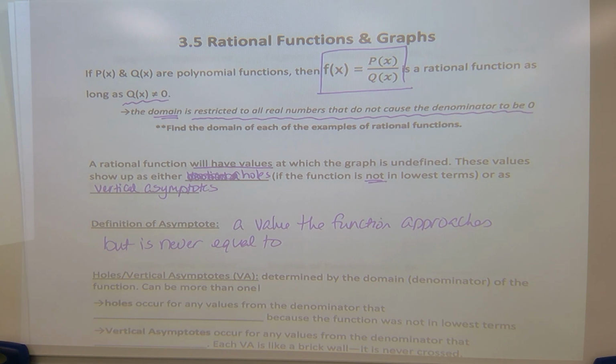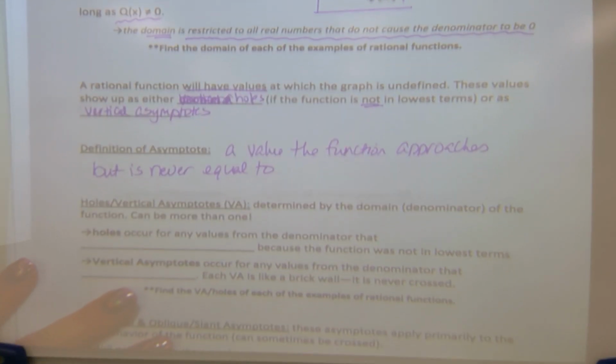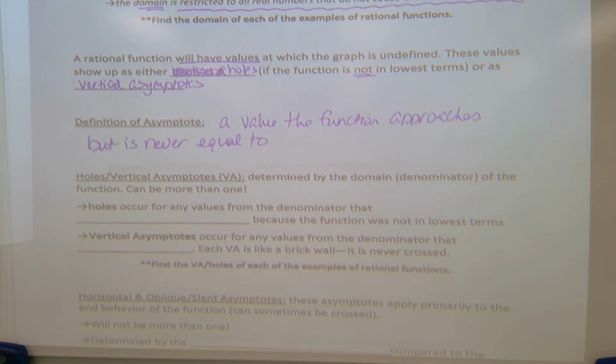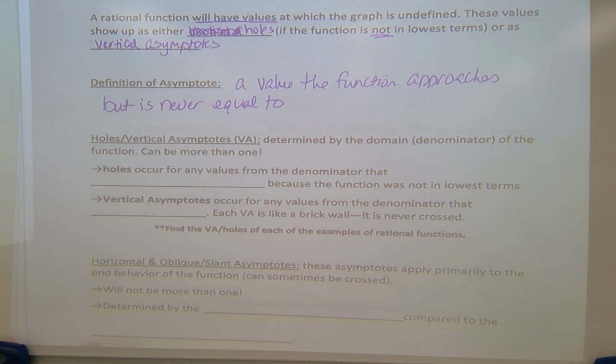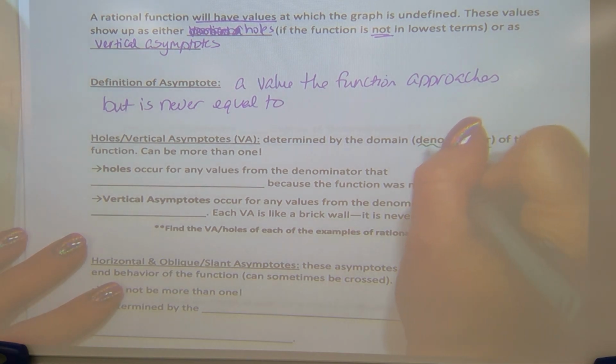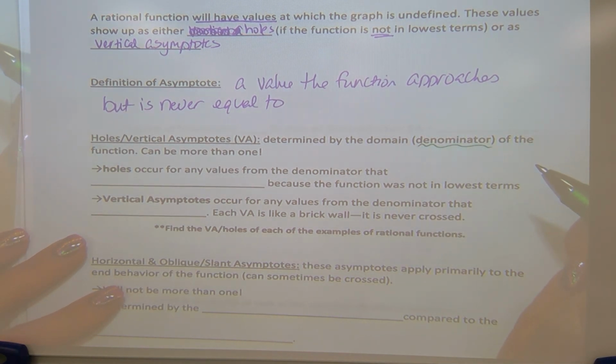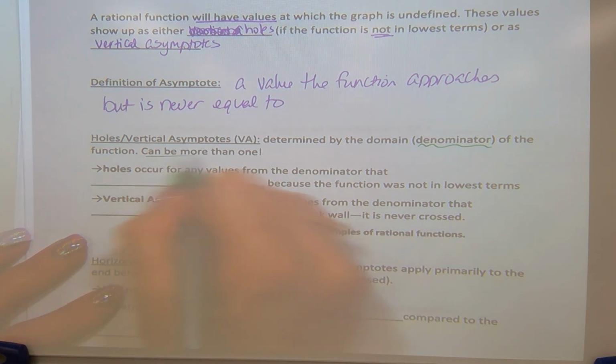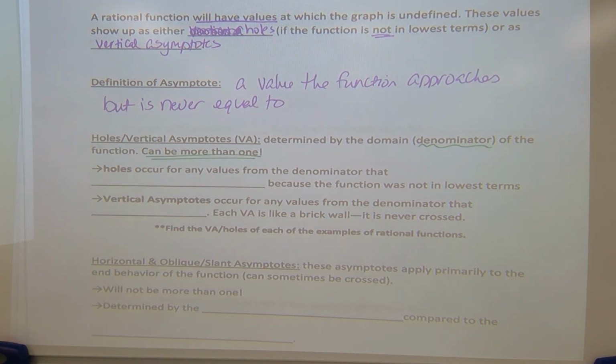All right, holes and vertical asymptotes. And we're going to refer to vertical asymptotes notationally with a VA. Horizontal asymptotes HA, slant asymptote will be SA, like we did on our examples page. Holes or vertical asymptotes are determined by the domain, the denominator of the function. The values we exclude from the domain come from the denominator. That tells us what to exclude. You can have more than one vertical asymptote or hole in the graph.